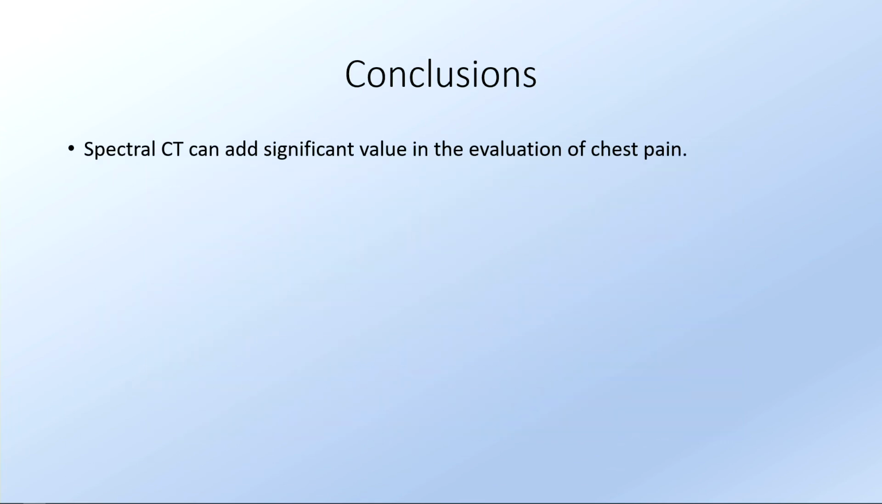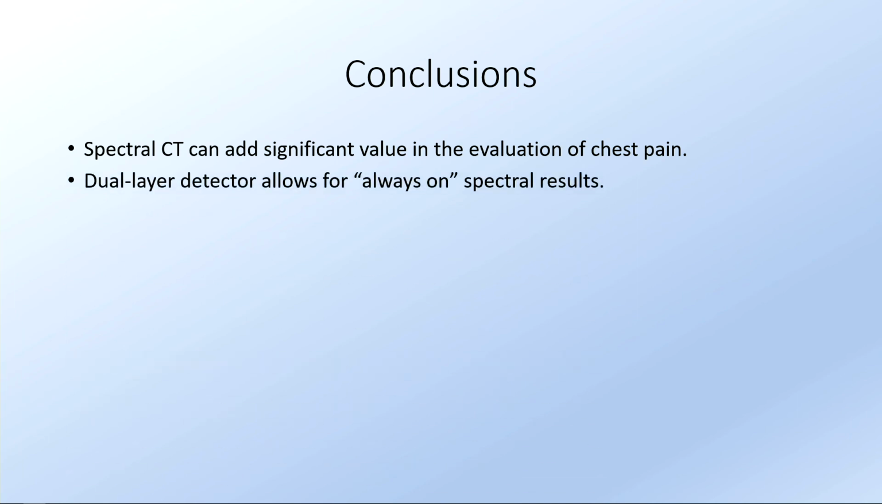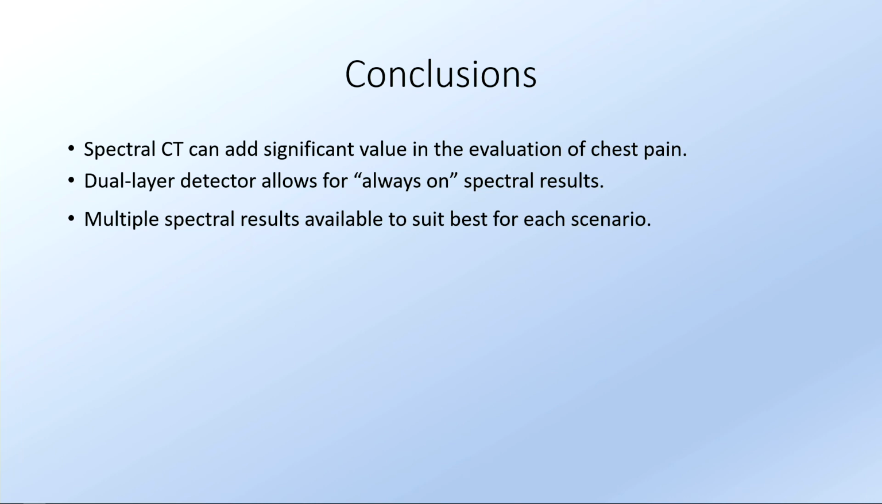So as conclusions, we can see that Spectral CT can add significant value in the evaluation of chest pain. A dual layer detector allows for an always-on spectral result. We can have multiple spectral results that are available to suit best your scenario, as you don't always know exactly which one you will need.